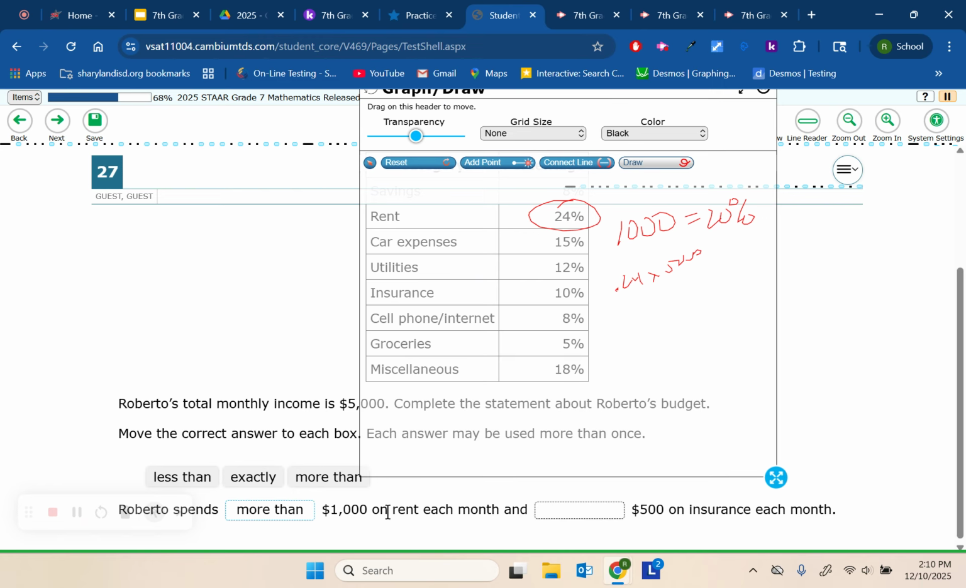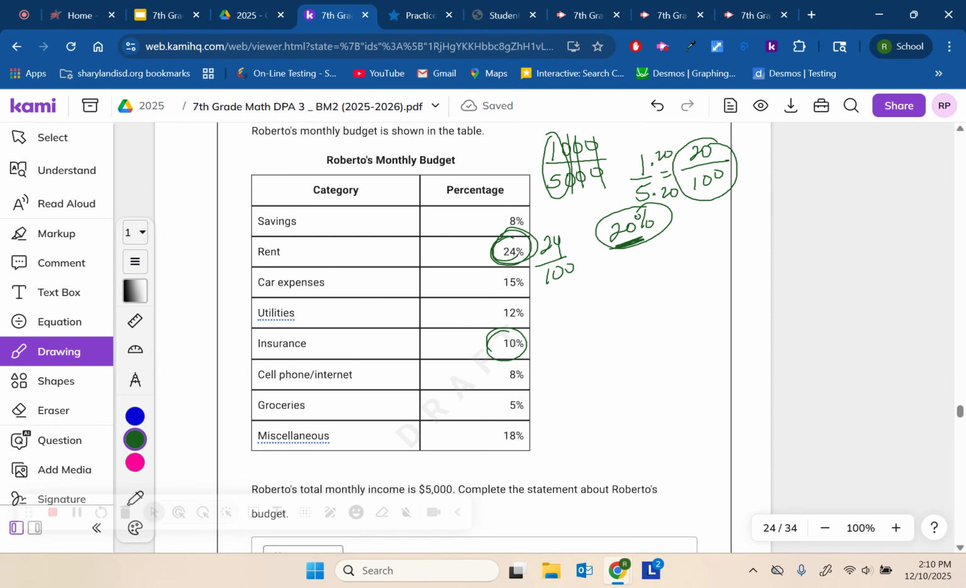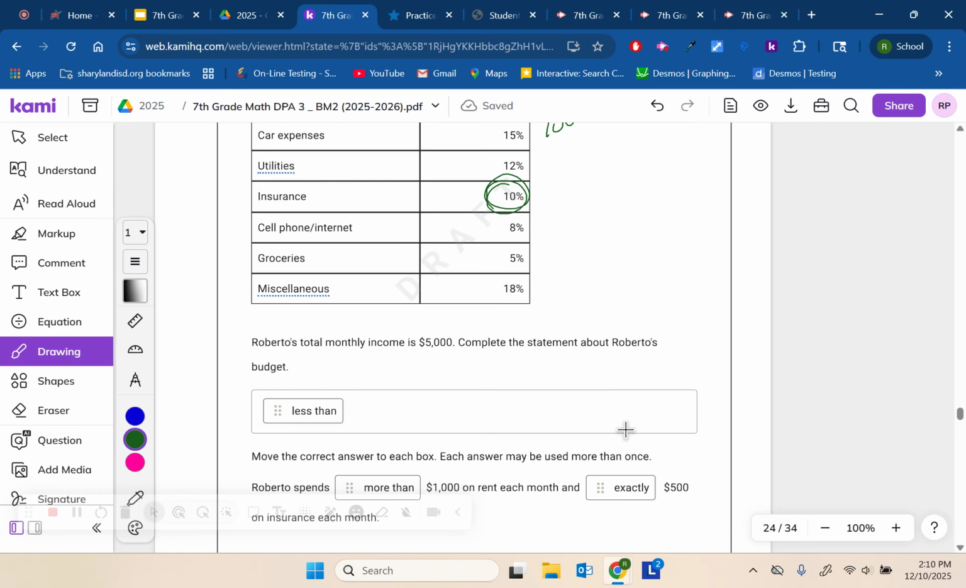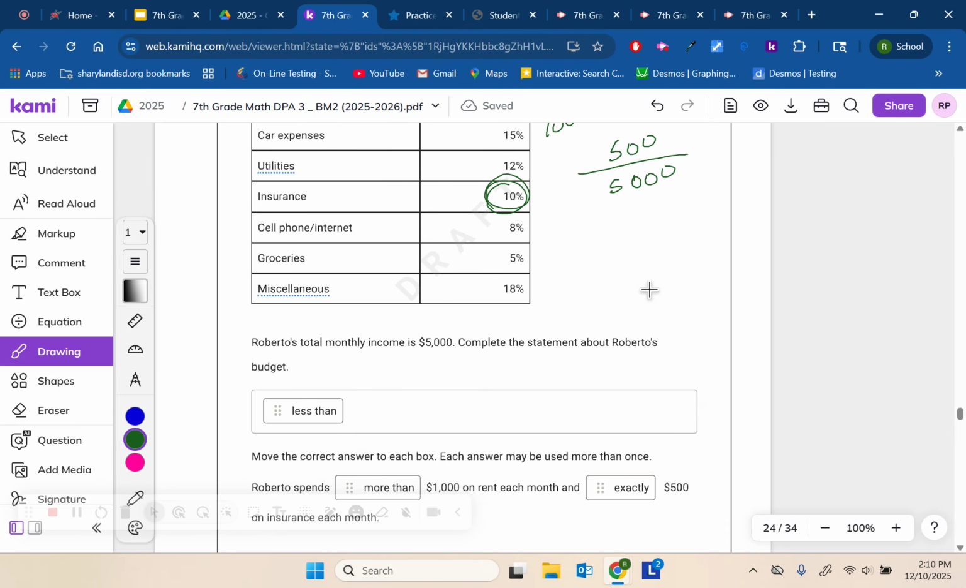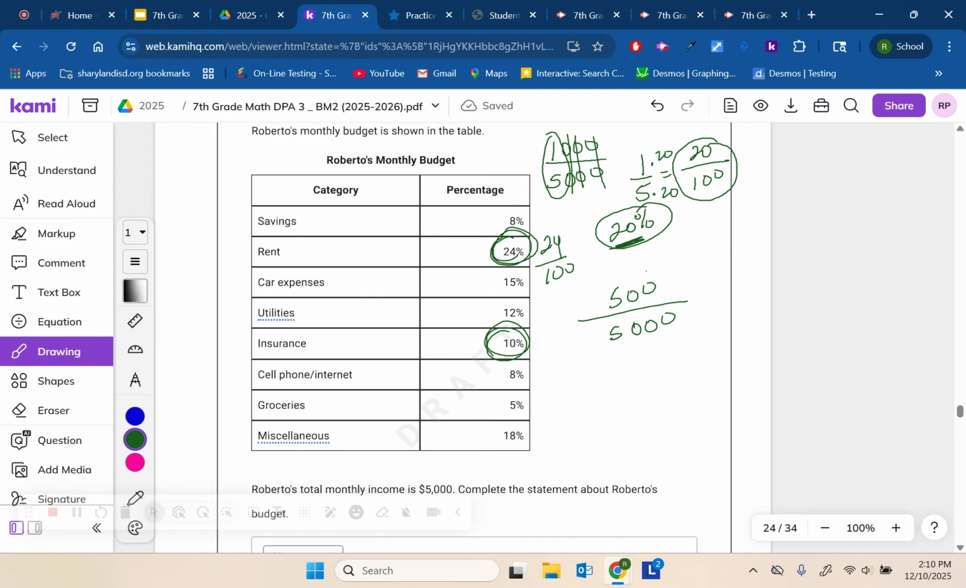And then on rent each month, and blank, which is going to be exactly or one of these two or less than or more than 500 on insurance. So let's break down the insurance. 10% is my insurance. Okay, and $500 is what I'm spending on insurance. So let's get this 500. They're saying exactly. Let's find out. So the 500 is what I'm spending on insurance because they're telling me that down here. We know it's going to be exactly, but let's see why. Well, this zero and this zero are gone. This is zero rules.